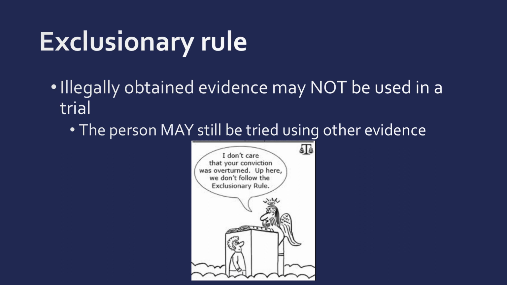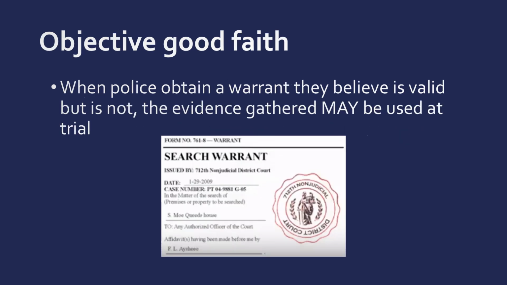However, the person may still be tried using other evidence. So this doesn't mean that they cannot still try to convict you and put you on trial, but they cannot use that evidence. All right, so that was the interpretation in the 1960s. It has since been scaled back a little bit where some exceptions have been created. One of those exceptions is known as objective good faith.